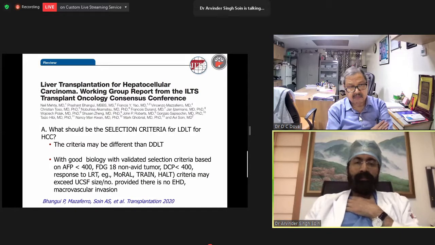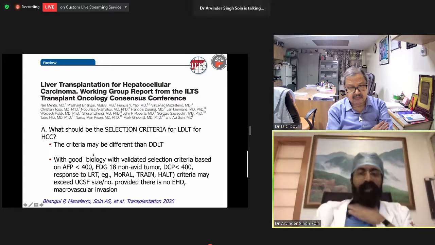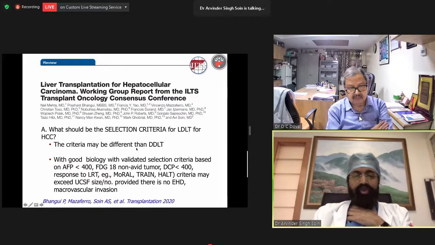Now, this is a consensus conference which we had in Rotterdam a couple of years ago, and we published this. This is a world consensus conference under the aegis of the ILTS, the International Liver Transplant Society. What we decided there was that for LDLT, living donor liver transplant, the criteria should be different from DDLT. With good biology, with validated selection criteria based on alpha-fetoprotein, FDG avidity, DCP, and response to locoregional therapy, criteria may exceed UCSF size and number criteria, provided there's no extrahepatic disease or macrovascular invasion. And we published this last year in Transplantation.